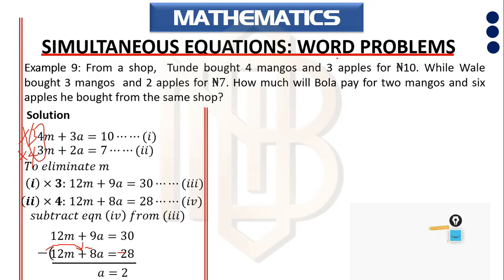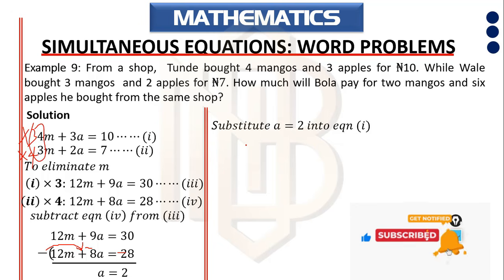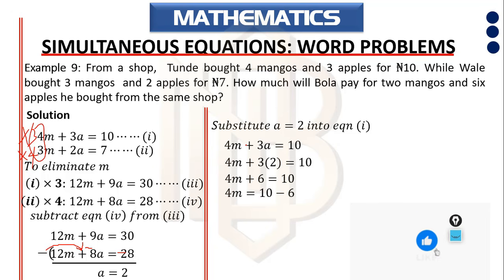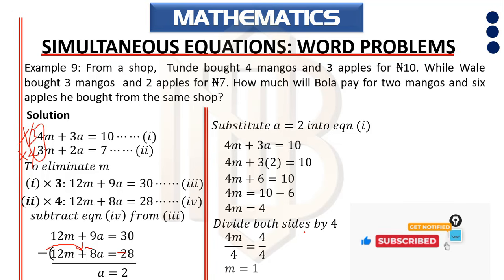If A is equal to 2, then we can substitute for A in equation 1. If we substitute for A in equation 1, that means we have 4M plus 3A equals 10, 4M plus 6 equals 10, 4M equals 10 minus 6, and then 4M equals 4. If you divide both sides by 4, you have M equals 1. So we have our value of M and we have our value of A.